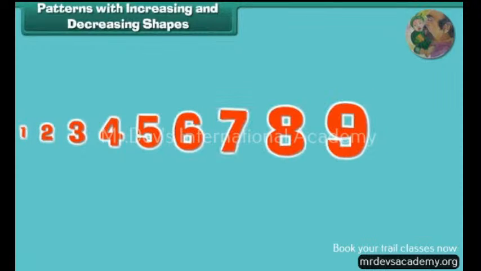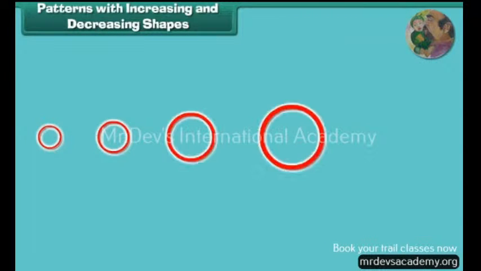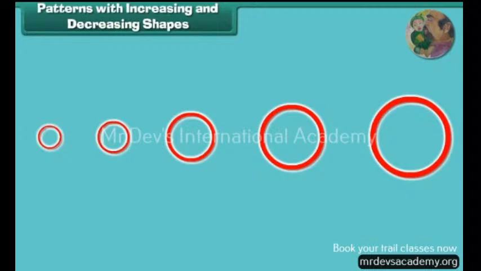Patterns with increasing and decreasing shapes. We can form patterns by increasing and decreasing the number or size of shapes. Let us see how. Look at this arrangement of shapes. One circle followed by two circles, followed by three circles, and so on. This is a pattern because the circles increase in a definite order.